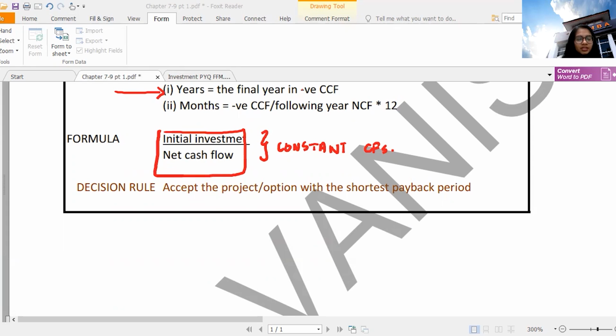Number 2, the problem with the payback period is that you ignore the cash flow after the payback period. So why do I say you ignore cash flow after the payback period? If you look back at King's Hotel just now, you will see that you only look up until year 3. If there were more cash flows from year 4, year 5, it was completely ignored.